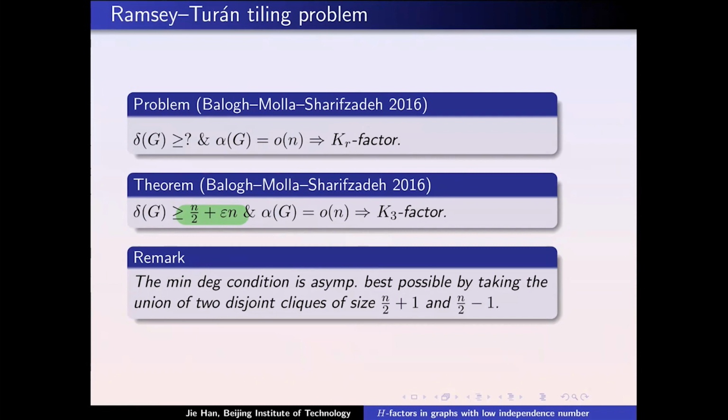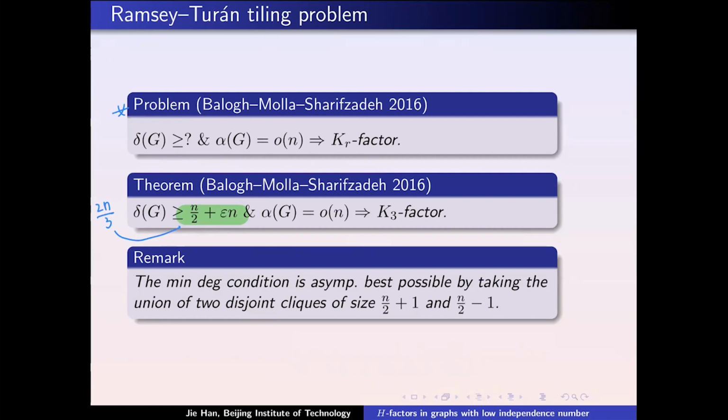And this is very nice because the Hajnal–Szemerédi theorem says the minimum degree condition here needs to be 2n/3 if there's no assumption on the independence number, so this is a clear improvement, and actually a lot. And they wanted to find the general condition for general K_r-factors.